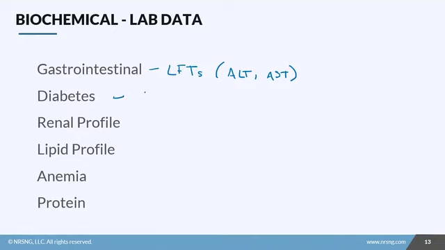For diabetes, we'll look at blood sugars, which will sometimes be fasting. In the hospital setting, we'll almost always look at fasting, and then hemoglobin A1C as well. For the renal profile, we'll look at glomerular filtration rate, GFR. We will look at blood urea nitrogen, or BUN. We'll look at creatinine, potassium, phosphorus, and sodium. All those will be evaluated.